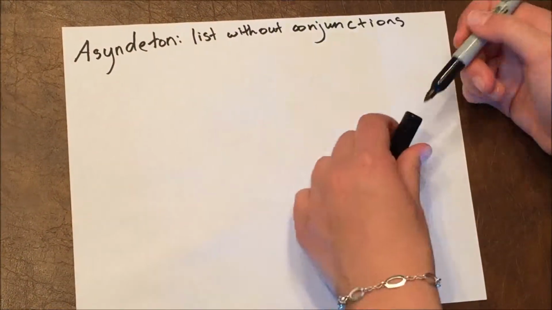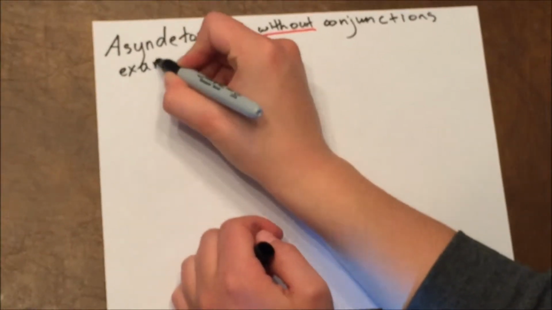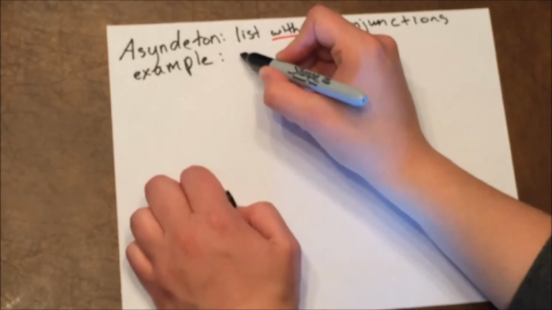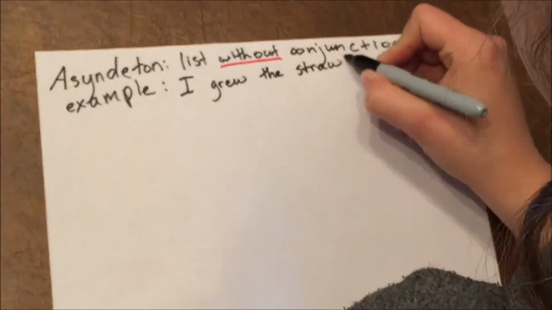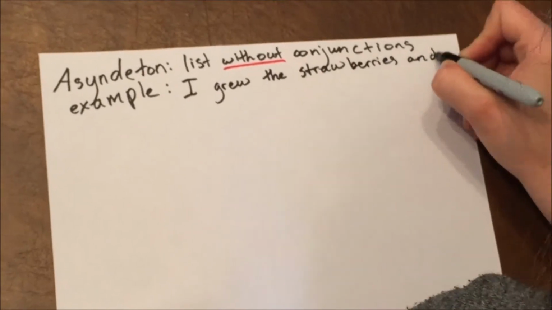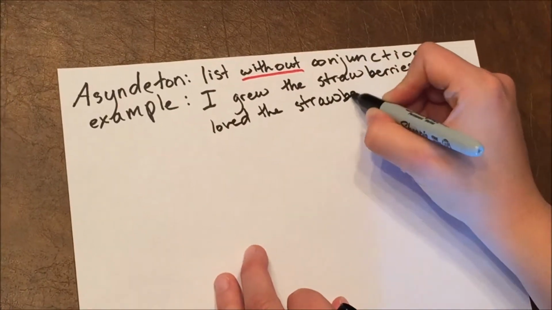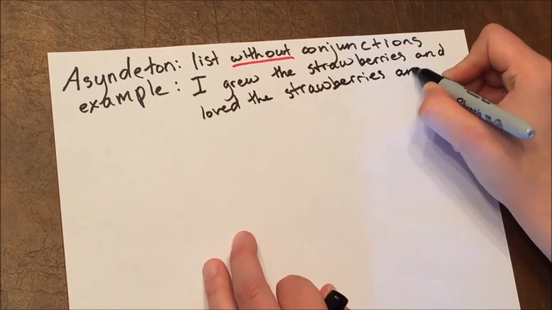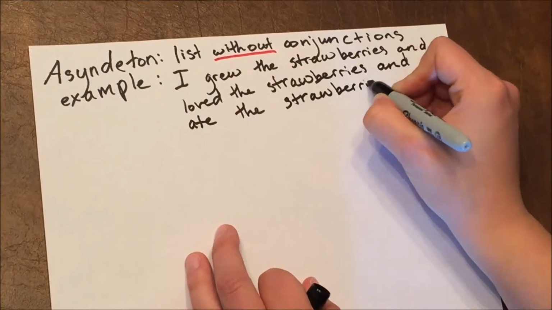An asyndeton is a list without conjunctions. For example, if I was to say, I grew the strawberries and loved the strawberries and ate the strawberries, but they still gave me an allergic reaction, I would use an asyndeton if I crossed out the "and" and just said, I grew the strawberries, loved the strawberries, ate the strawberries, but they still gave me an allergic reaction.